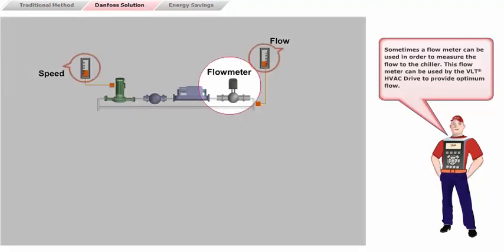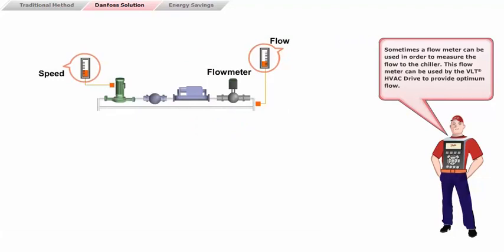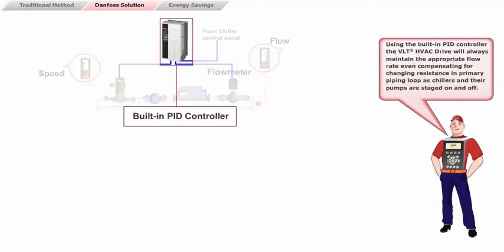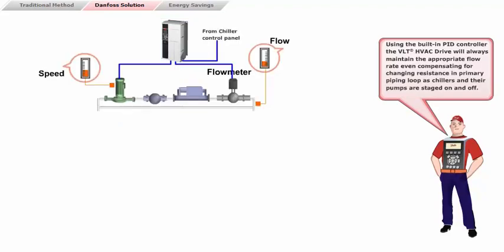Sometimes, a flow meter can be used in order to measure the flow to the chiller. This flow meter can be used by the VLT HVAC drive to provide optimum flow. Using the built-in PID controller, the VLT HVAC drive will always maintain the appropriate flow rate, even compensating for changing resistance in the primary piping loop as chillers and their pumps are staged on and off.